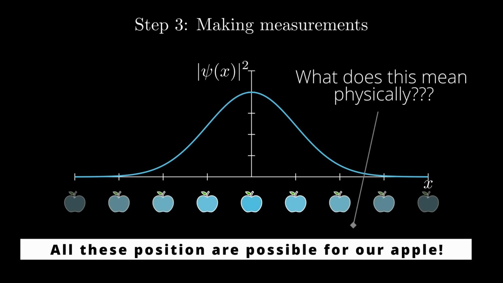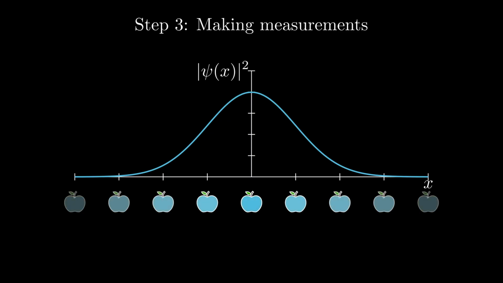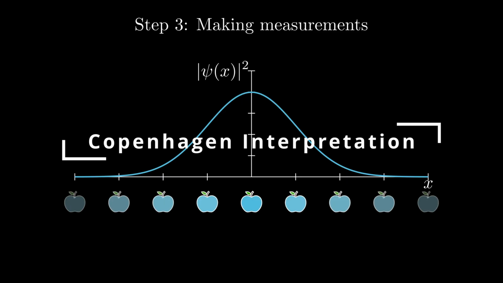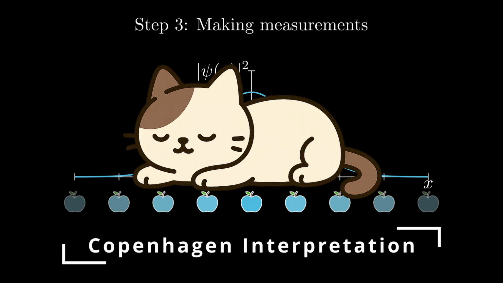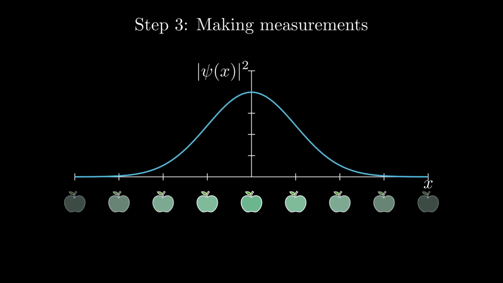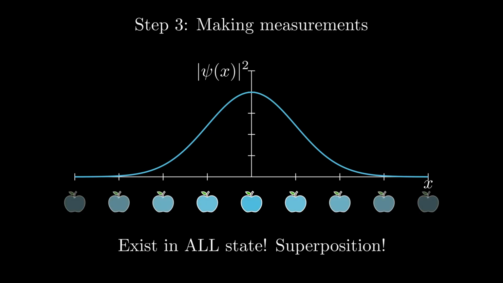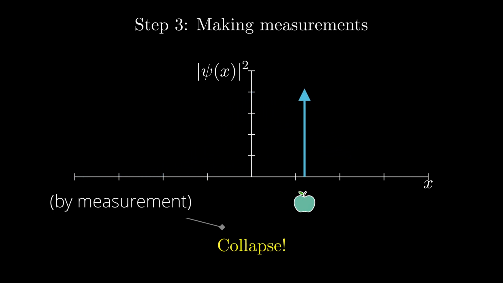Well, disappointingly, physicists cannot really agree on a united physical interpretation for this. The most popular interpretation, which is the one generally taught in textbooks, is called the Copenhagen interpretation. In popular media, this interpretation is most often associated with Schrödinger's cat. It says that an object, like our quantum apple, is in a superposition of all eigenstates, so it exists in all states, until a measurement collapses the object into a single eigenstate.